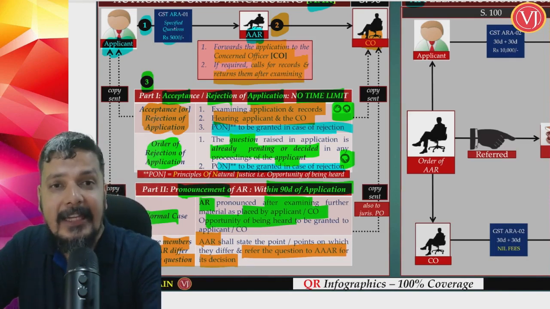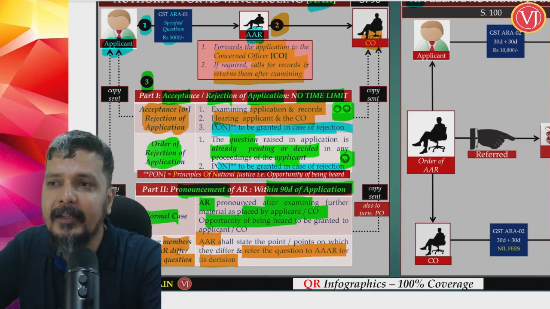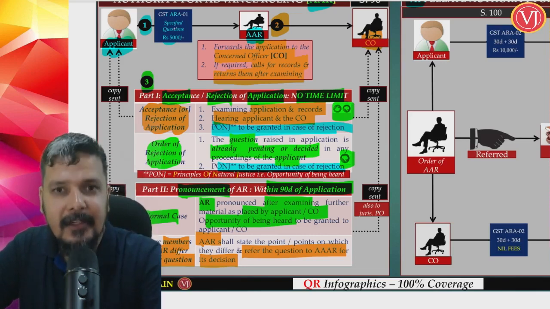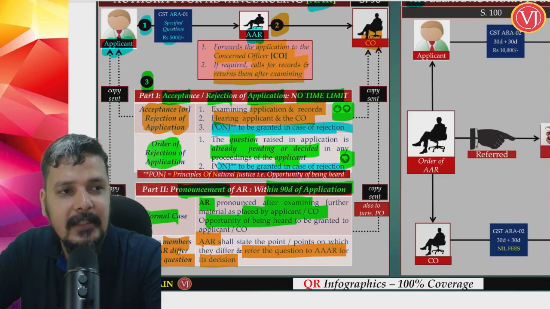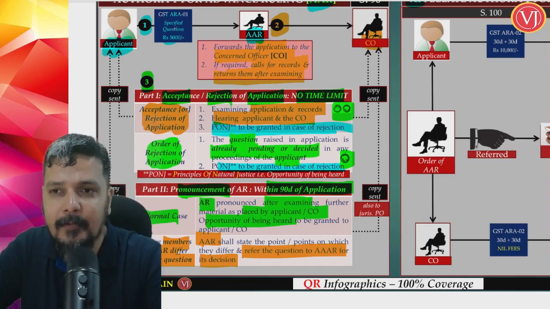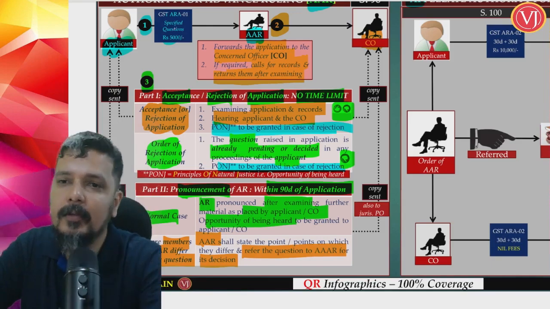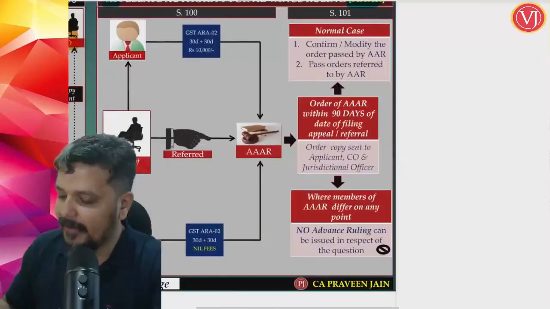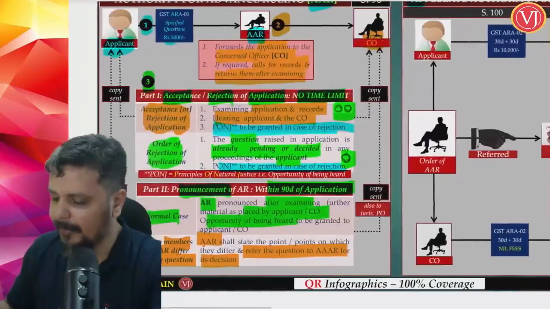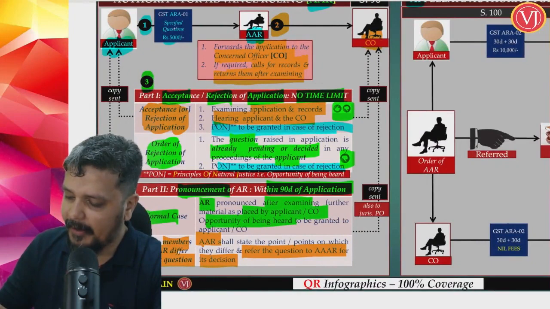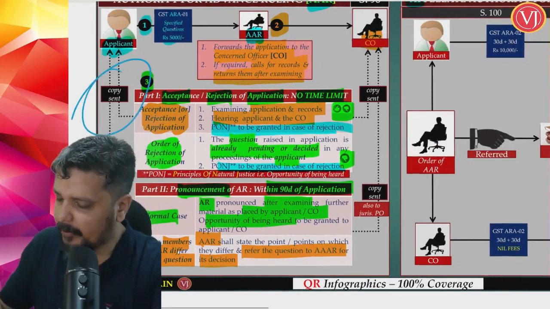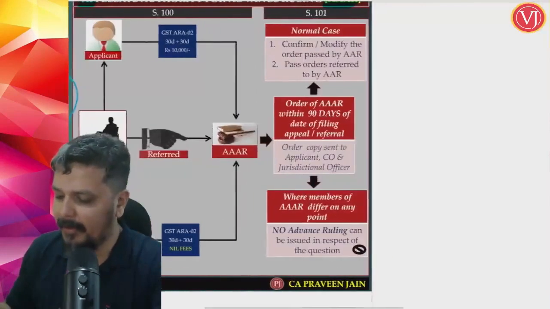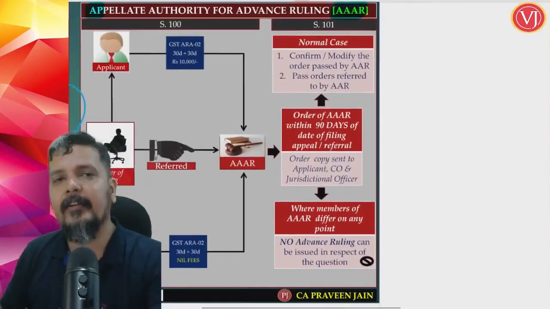In appeals, if there is difference of opinion, majority will prevail. Whereas in advance ruling, if there is difference of opinion between the members of A square R, refer it to AQ bar. Now, when we are seeing AQ bar, finally the order will be given. A copy of the order will be given to the applicant, to the proper officer, also to the concerned officer. Final order will be given. Now, what is the next level?